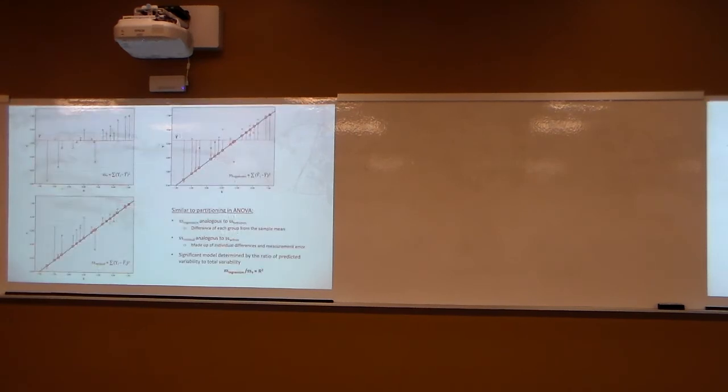And then our sum of squares are r squared. This is just our sum of squares regression. This is the variability we've accounted for over our total variability, sum of squares of y. This is our r squared, total variability accounted for by our model.